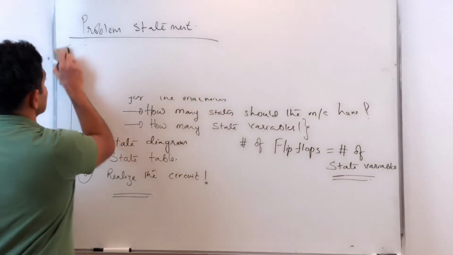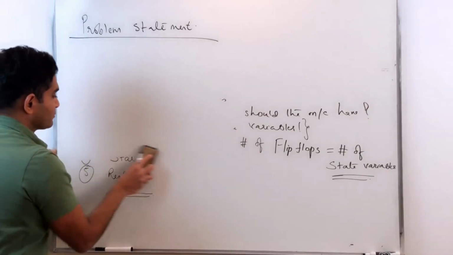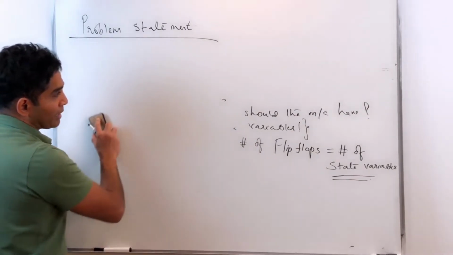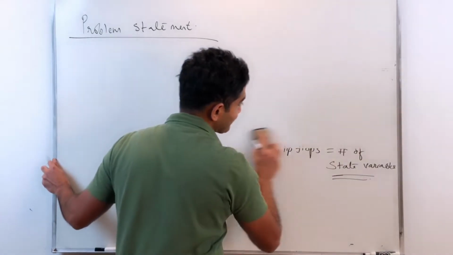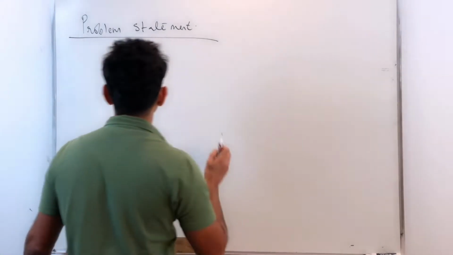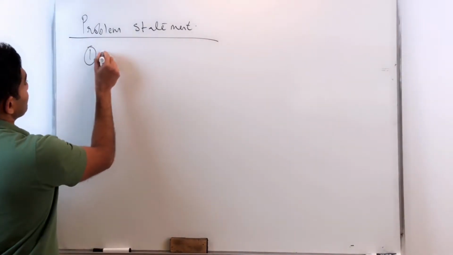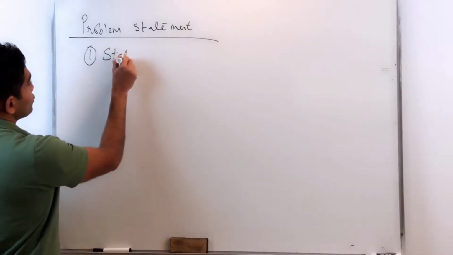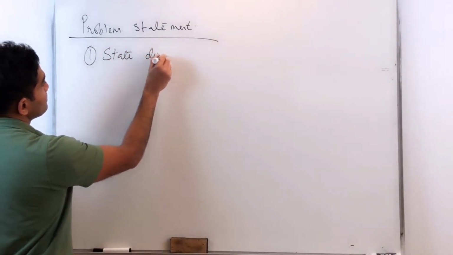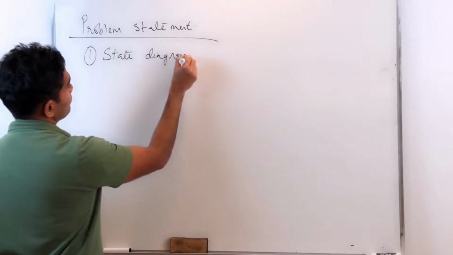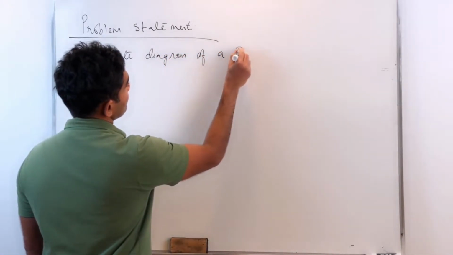All right, let's do this. Let's first try to come up with a state diagram of a D flip-flop. A simple example where I want to draw the state diagram of a D flip-flop.